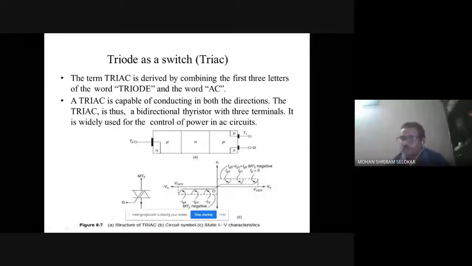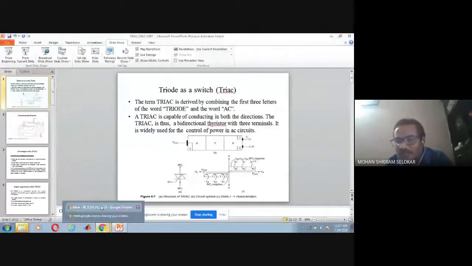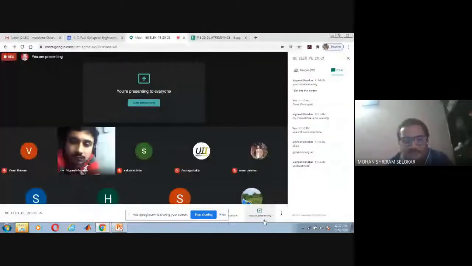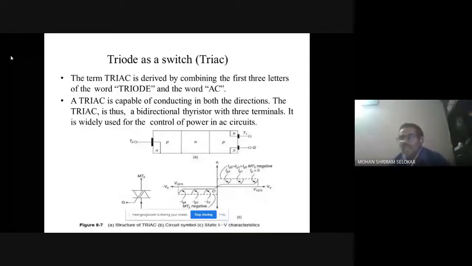If I ask you, is the Triac voltage controlled or current controlled? Yes, Triac is also current controlled, right? Triac is also current controlled. Understand? So Triac is also a current control device. So in the negative half cycle as well as in the positive half cycle, there is a gate terminal which can control the flow of current.